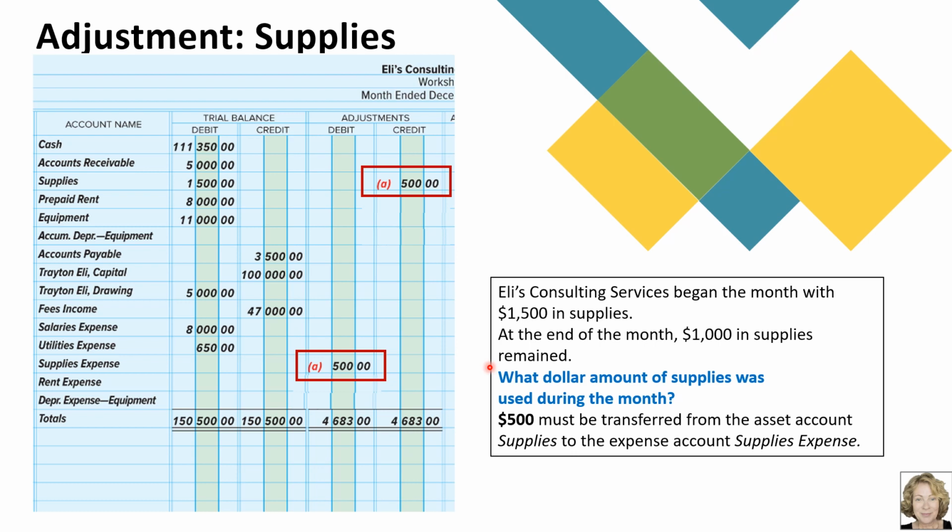So let's record the usage of the supplies. We do that by writing a credit amount of $500 into the credit column of the supplies account and a debit into the debit column of the supplies expense account. We're now ready for the next adjustment.